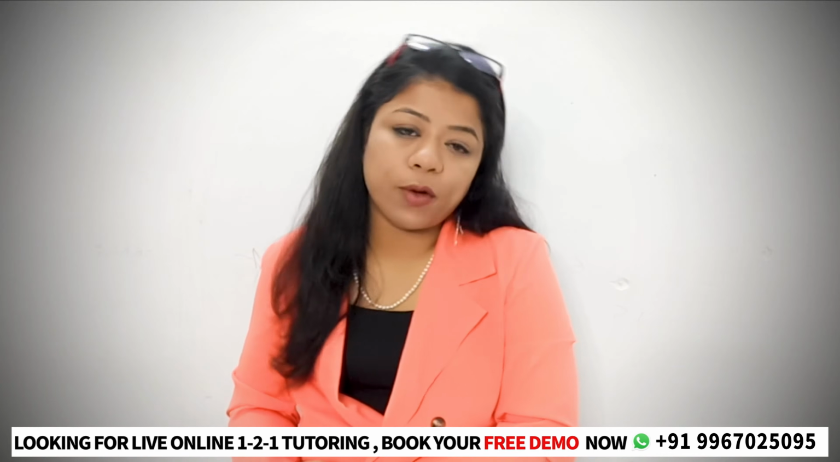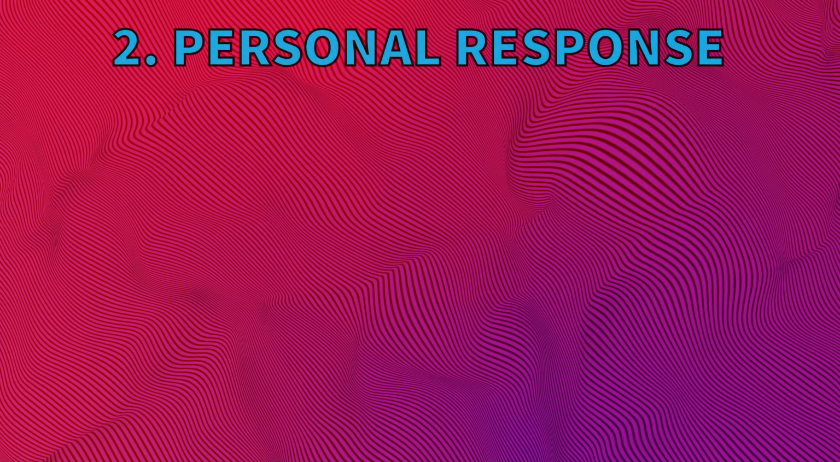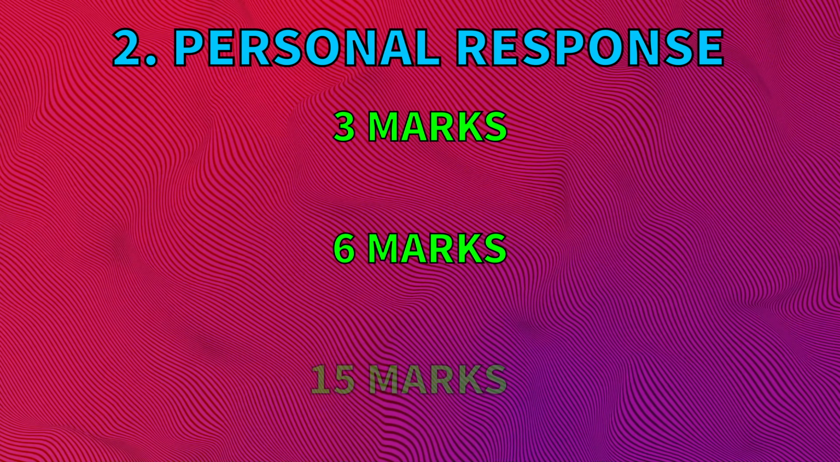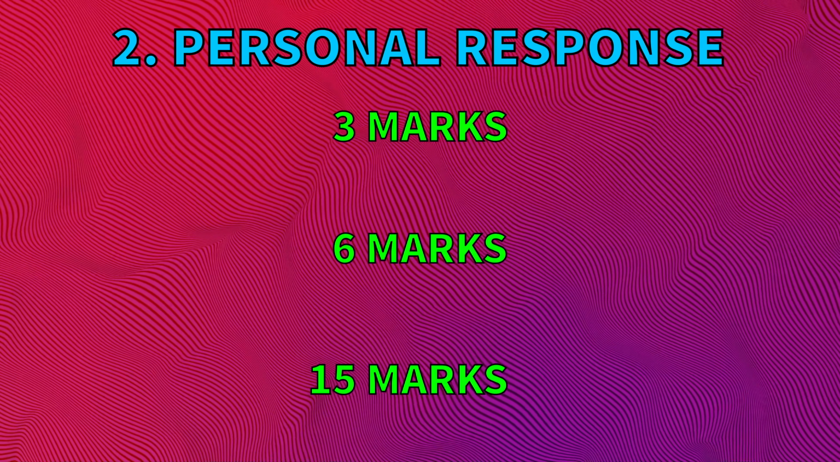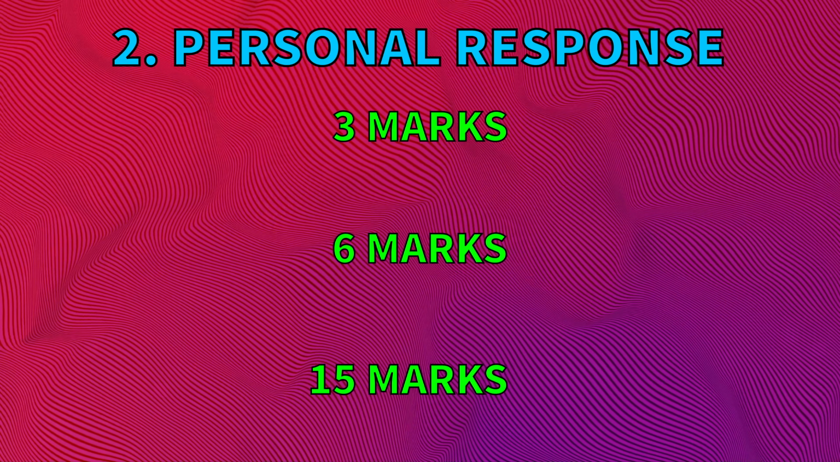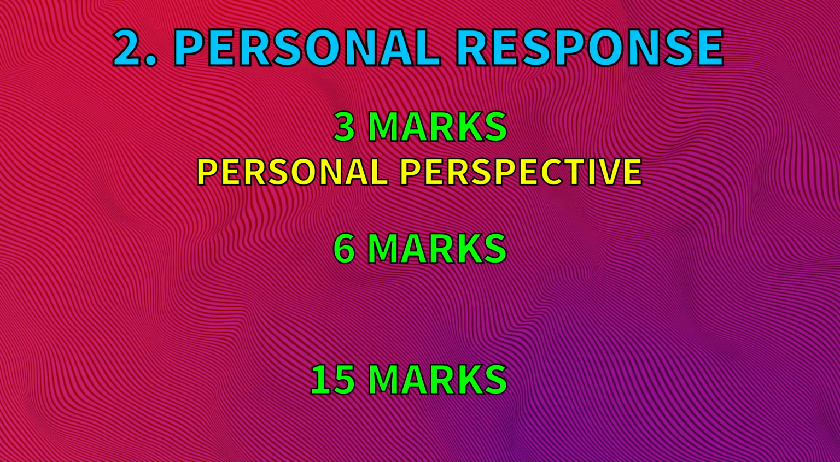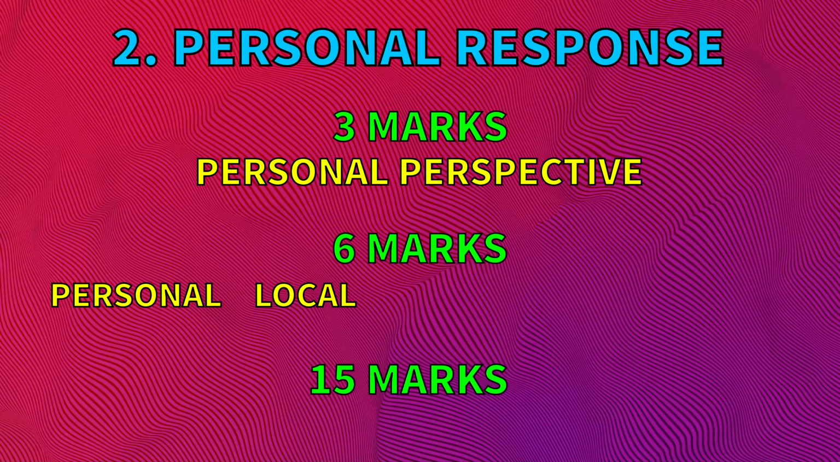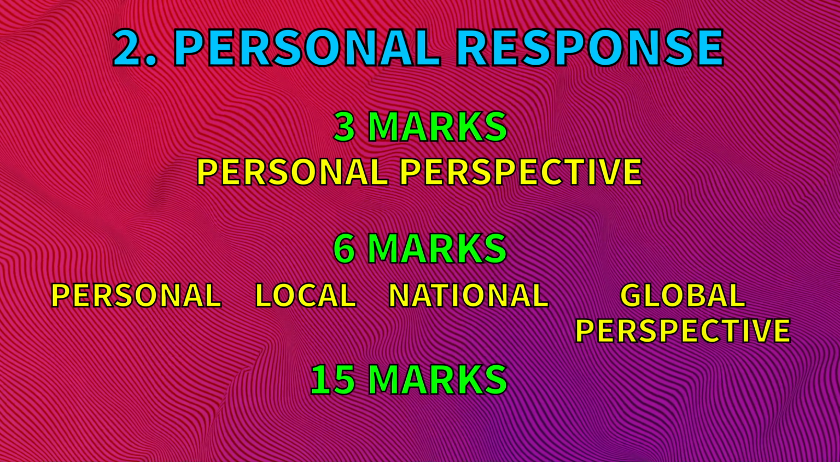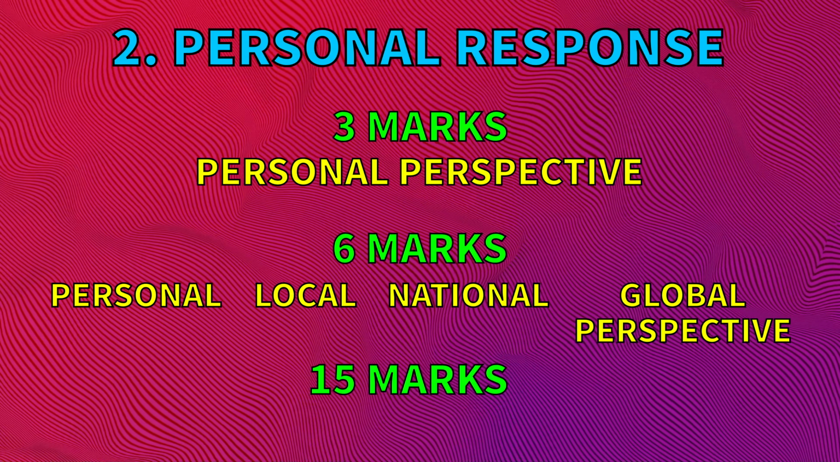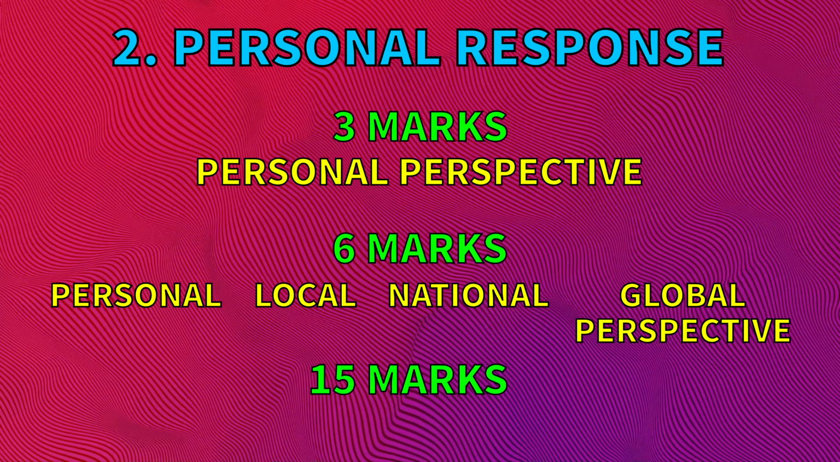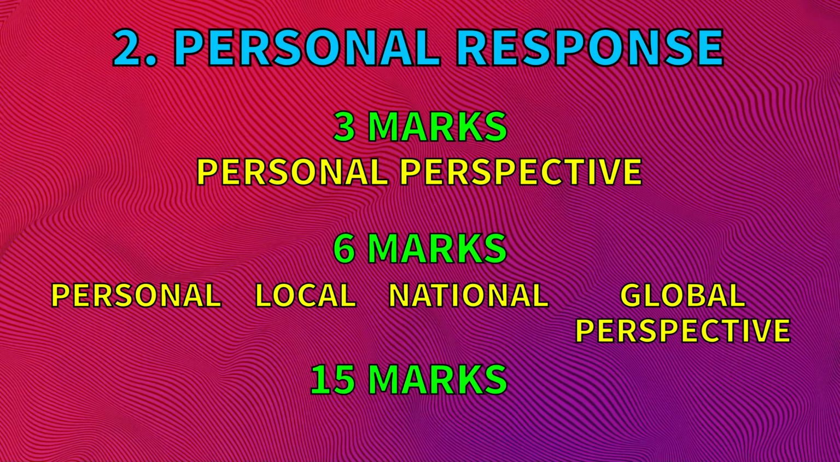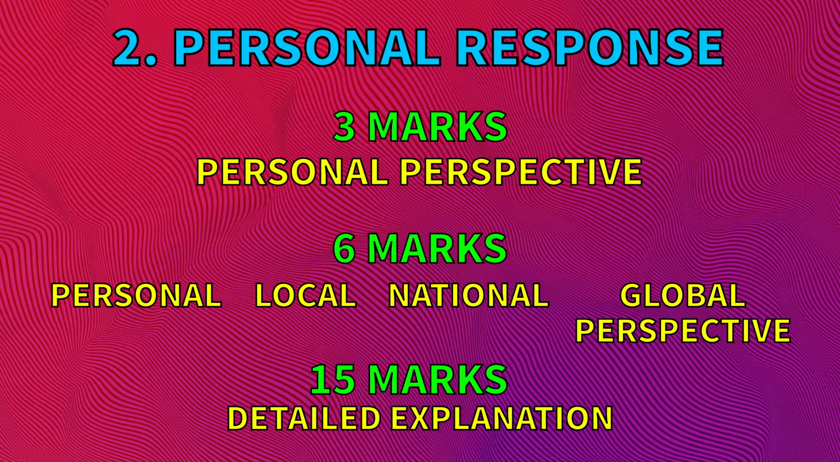Now coming to the second type of question asked in your written paper, which is the personal response question. A personal response question generally carries 3 marks, 6 marks, and then a 15-mark question. When we talk about the 3-mark question, you generally talk about your personal perspective. When we talk about the 6-mark question, you talk from a personal, local, national or global perspective as per what the question is demanding. And then moving on to the next type, the 15-mark question, you have to make sure to explain it in complete detail.